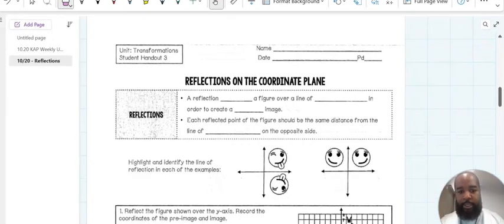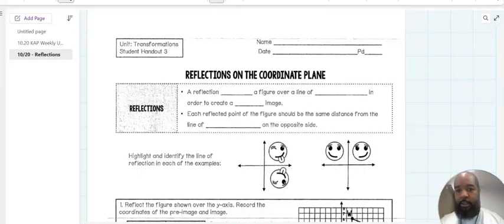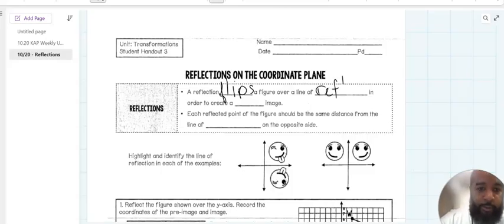All right, hey everyone, we're going to get right into some notes here on reflections on the coordinate plane. It's important to know that a reflection flips a figure over a line of reflection in order to create a mirror image. So it's exactly what it sounds like.